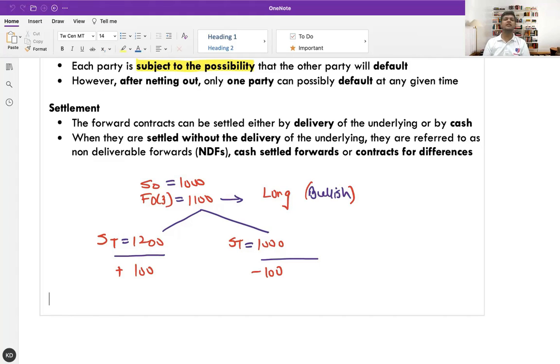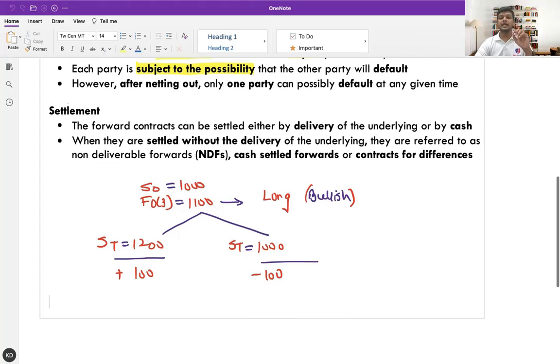Yes, you have to pay me 1100. And do I have to do something? Yes, I have to give you the asset, isn't it? So when the contracts are deliverable, you also have some obligation, I also have some obligation. Either of us can default. Clear? But when the contracts are cash settled or netting off is there, do both parties have to do something or only one of them? Only one. Clear? Now, this is what is called settlement.